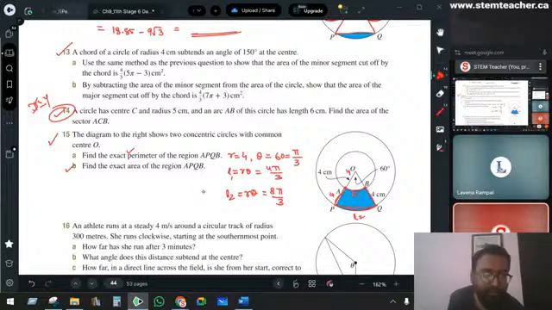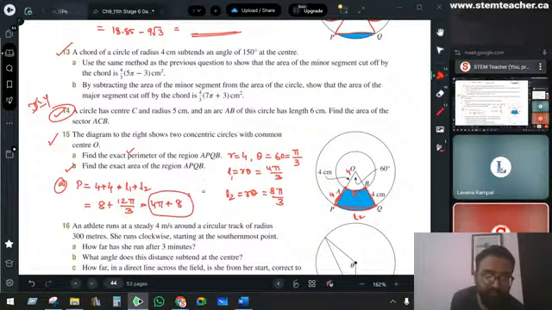So the perimeter is equal to 4 plus 4. They are not R. This is the length given: 4 plus 4 plus L1 plus L2. So it is 8 plus 4 pi by 3 plus 8 pi by 3, which is 12 pi by 3, which is 4 pi plus 8. This is the first answer.